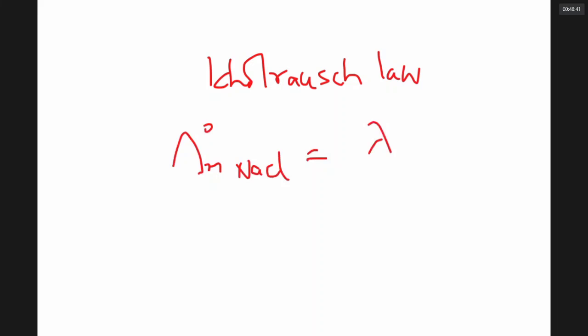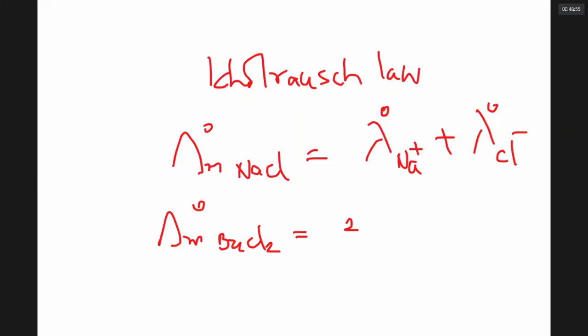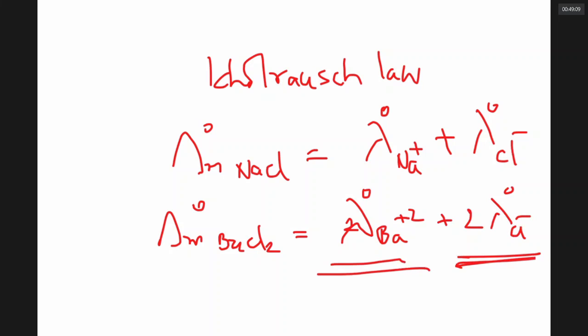Kohlrausch law says that the molar conductance at infinite dilution of any electrolyte like NaCl is equal to the molar conductance at infinite dilution of Na+ plus the molar conductance at infinite dilution of Cl-. For barium chloride, the molar conductance at infinite dilution is equal to the molar conductance at infinite dilution of barium ions plus 2 into the molar conductance at infinite dilution of chloride ions. The molar conductance at infinite dilution is an additive property. Yes, these are some relations which we have discussed.